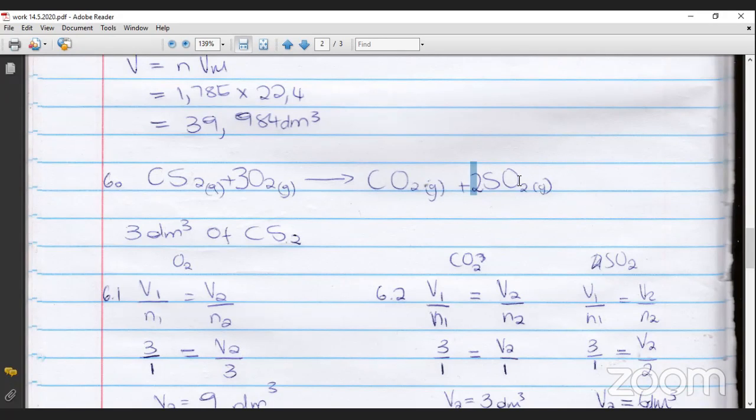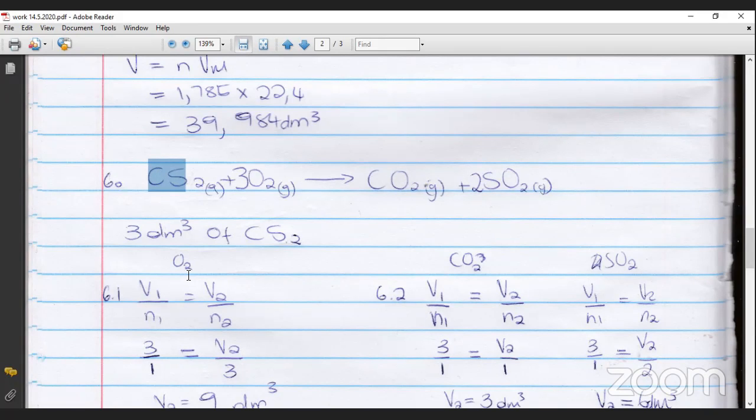Now, when we do these equations, remember, we always have to have 3 knowns and 1 unknown. In this case, they gave us the volume of CS2, so CS2 is the one that we're always going to equate to what we are looking for. So it's going to be 3 dm cubed. We write it here, and then we check the number of moles for CS2. There's no number in front of it, so it's a 1. And then that'll be equal to, because we're looking for the O2.